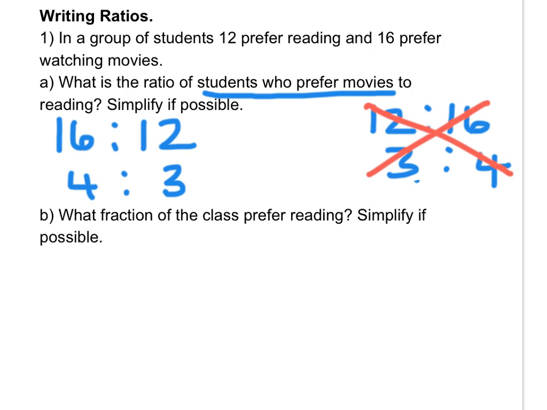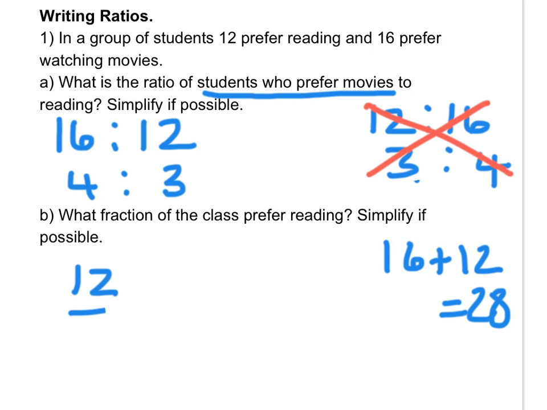So then it asks you, what fraction of the class prefer reading? Well, how many people are in the class? The class is 16 plus 12, which is 28 people in total. Okay, what fraction prefer reading? Well, 12 out of 28. Okay, it's not 12 out of 16, that's the ratio.